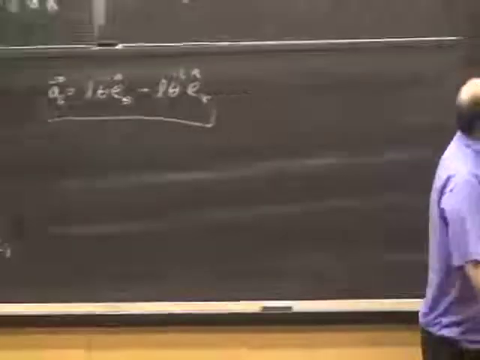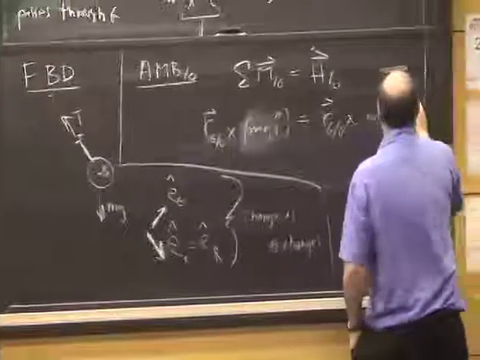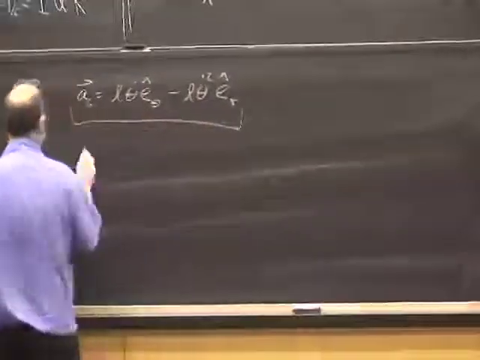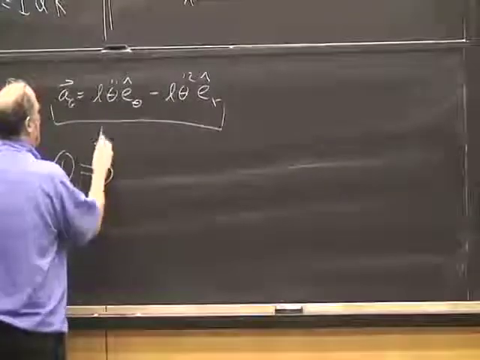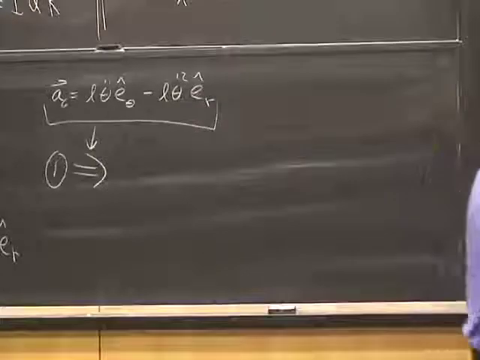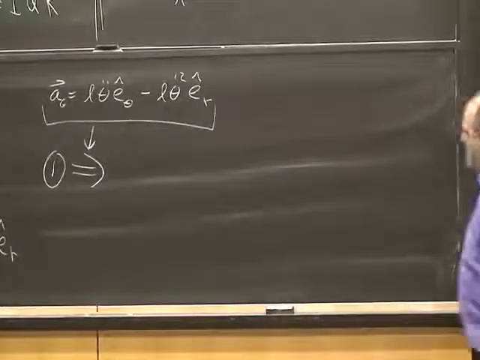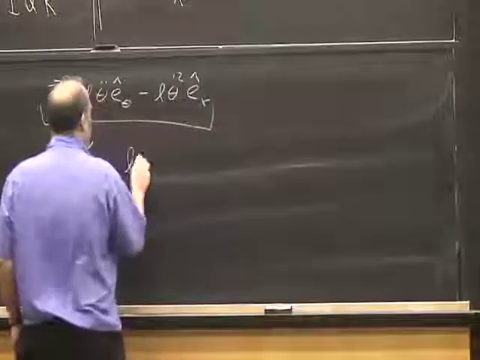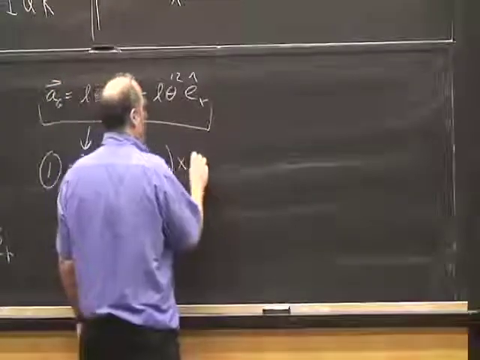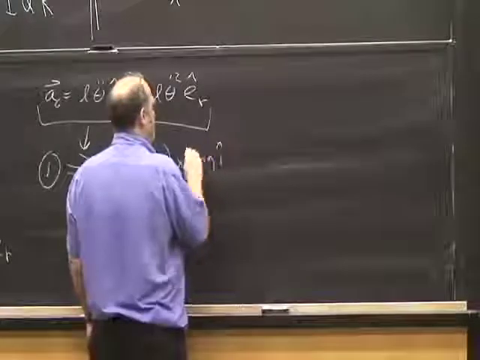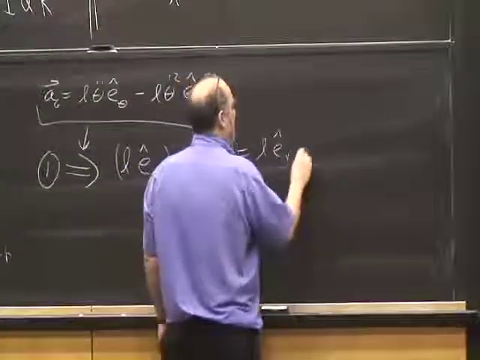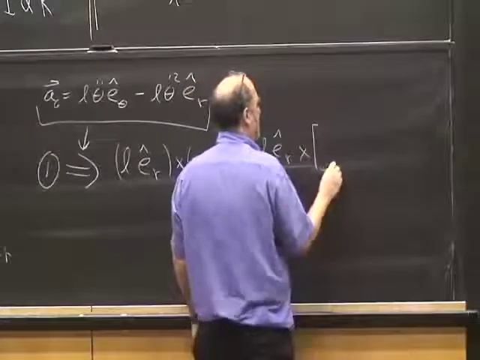Now we've got this acceleration. It's ready to plug into equation 1. So now we go back to equation 1. We also substitute in this acceleration. On the left-hand side, we have L E sub R crossed with mgi. And on the right-hand side, we have L E sub R crossed with this acceleration times the mass.